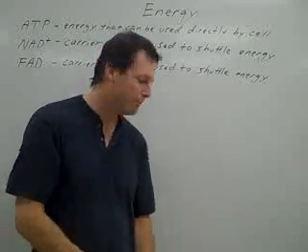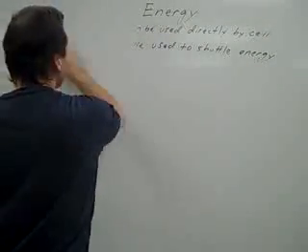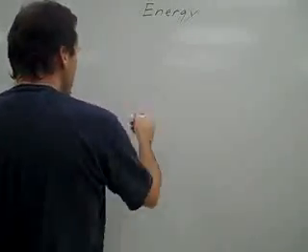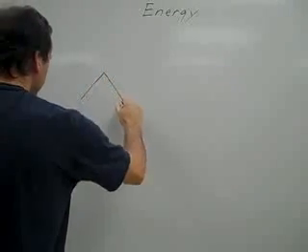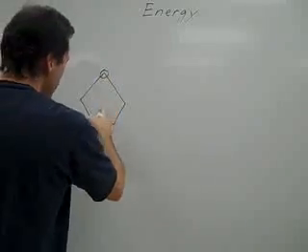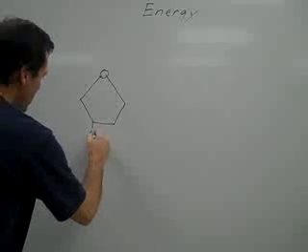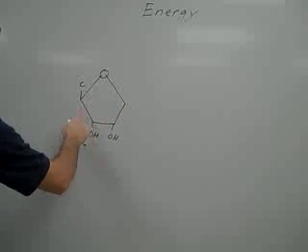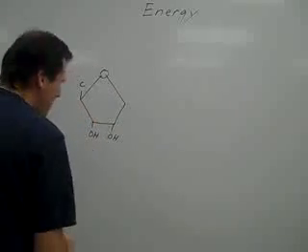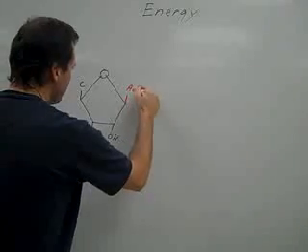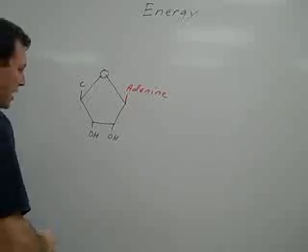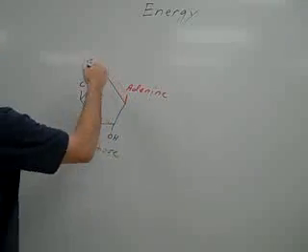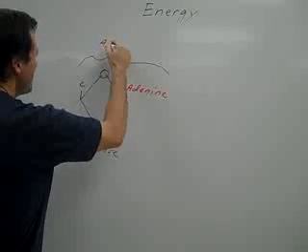Let's start by drawing ATP. ATP is simply a modified nucleotide. It consists of a sugar called ribose, and ribose is a pentagon. It's got an oxygen at the top, two hydroxyl groups, and a carbon. The carbons are numbered 1, 2, 3, 4, and 5. The base here is called adenine. And together, the sugar ribose and the base adenine are referred to as adenosine.